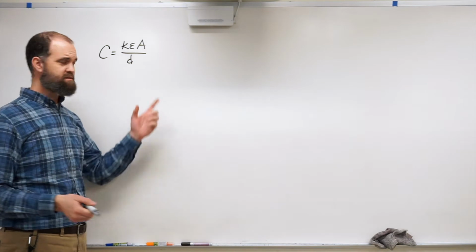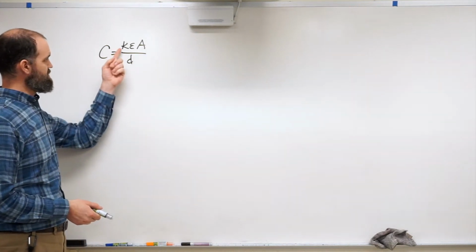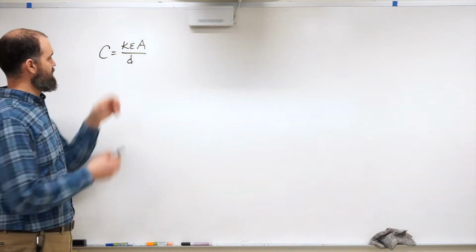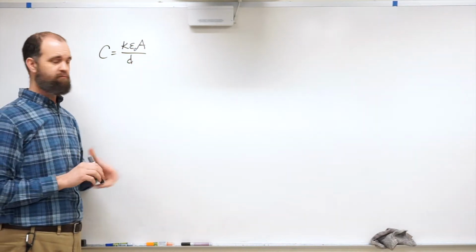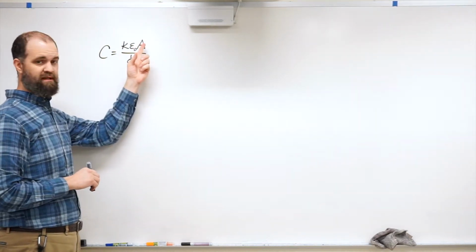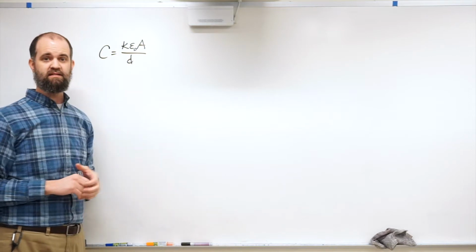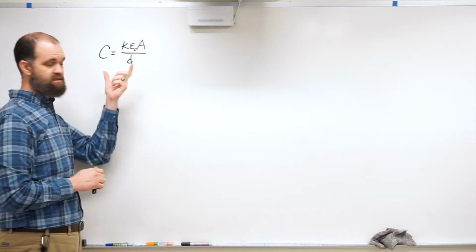All right, so we have this formula for capacitance, right? That it is equal to the dielectric constant kappa multiplied by epsilon naught, the vacuum permittivity, multiplied by the area of the plates divided by the distance between the plates. Right? This is on your formula sheet.